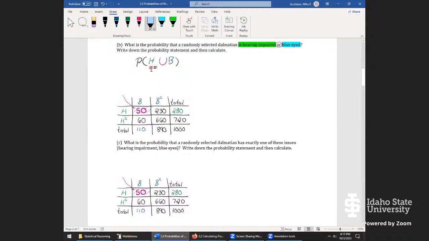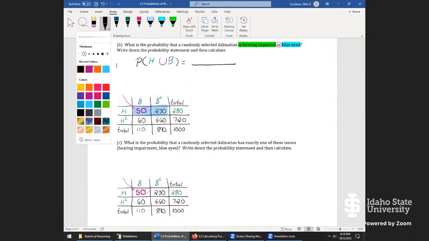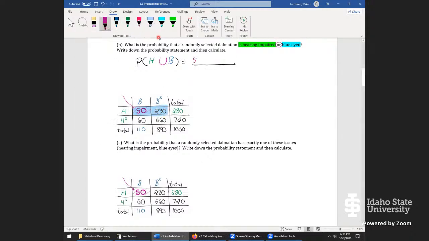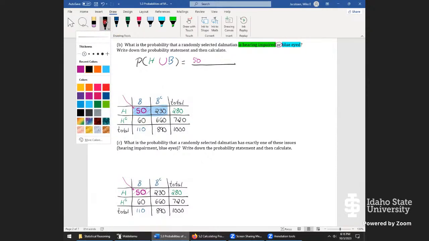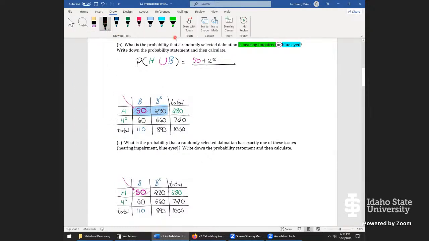First, it says we want all Dalmatians that are hearing impaired. The hearing impaired Dalmatians are those two groups. 50 of them are blue-eyed, 230 of them are not blue-eyed. So we can start to write 50 plus 230 plus, and all I've taken care of is hearing impairment, the H outcome, grabbing those two numbers.